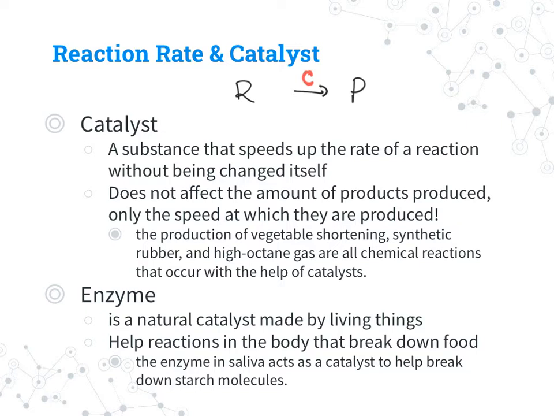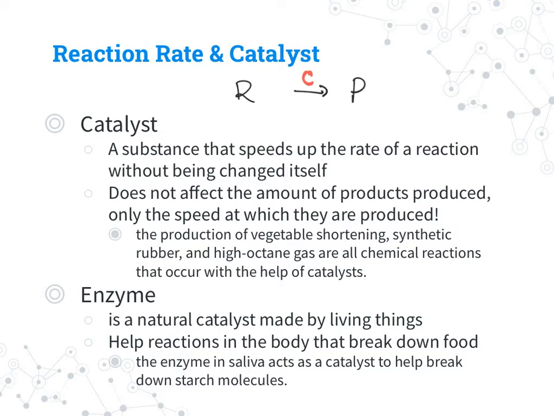The production of vegetable shortening, synthetic rubber, octane gas, they're all chemical reactions that occur with the help of catalysts just to speed them up. An enzyme is just a natural catalyst. So it is an example of a catalyst that happens naturally. It's made by living things and it helps reactions specifically in the body or in plants break down food because we want that process to be moderately fast. We don't want to be waiting. So enzymes help us to speed up that process.